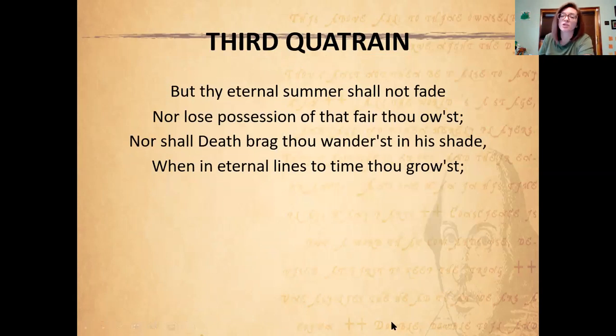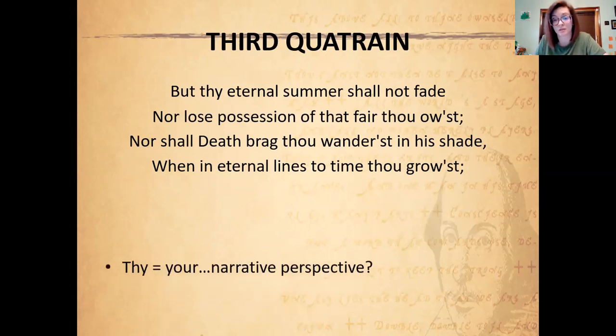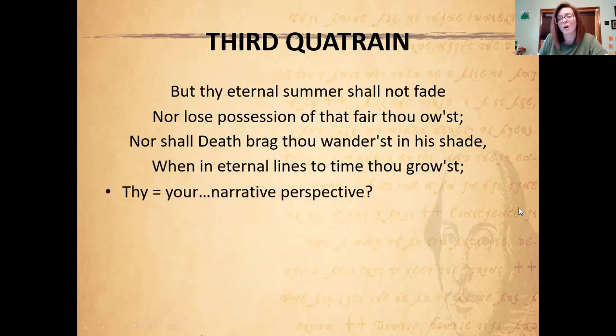But thy eternal summer shall not fade, nor lose possession of that fair thou owest. Nor shall death brag thou wanderest in his shade, when in eternal lines to time thou growest. Okay, so thy is your. We all know that Shakespeare speaks in Old English. It's not conventional, obviously, modern day English. He's not calling somebody his bae or his boo or whatever other shit we call people now.